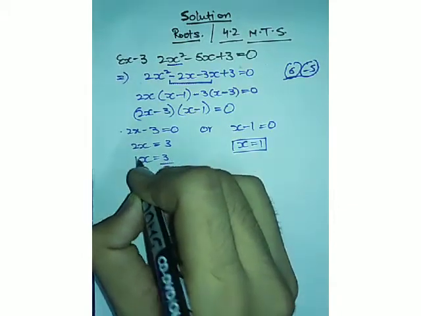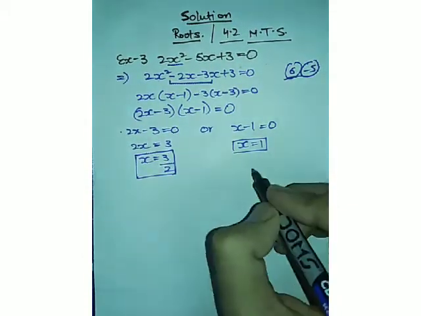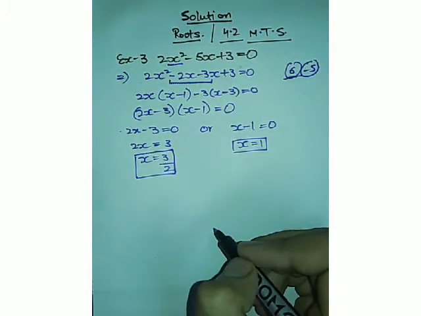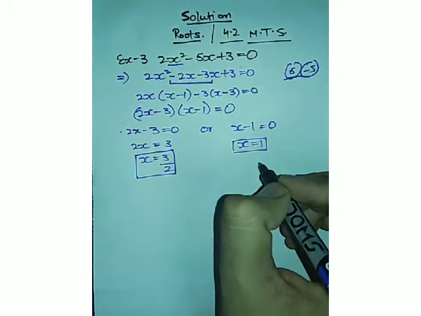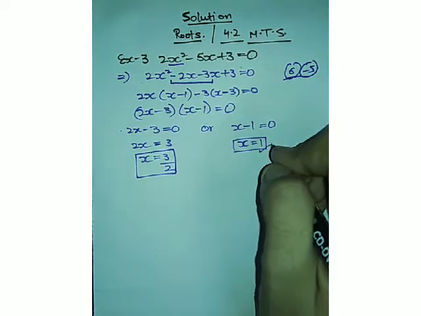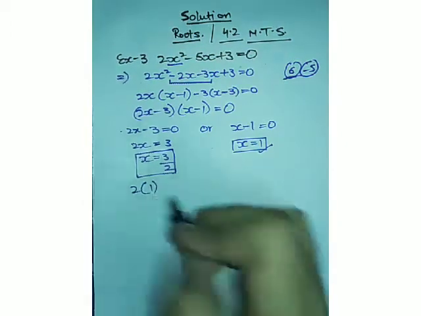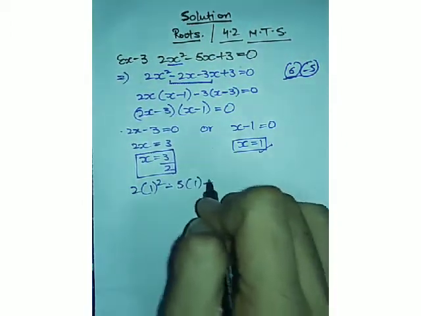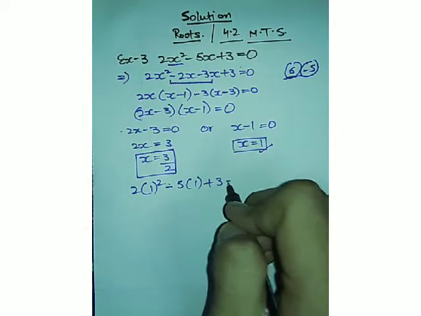Now we have found the roots, but how to be sure that these are the roots? You can put these roots into the given equation, and then you can check whether these roots which we have found are satisfying the given quadratic equation or not. For time being, for your ease, let's satisfy x = 1. In the equation, put x = 1: 2 multiply 1² - 5 multiply 1 + 3. We have to see if it's coming out to be 0 or not.